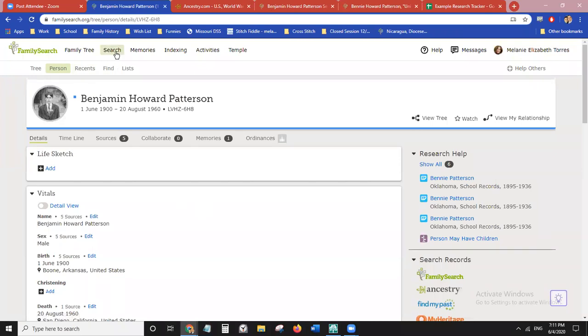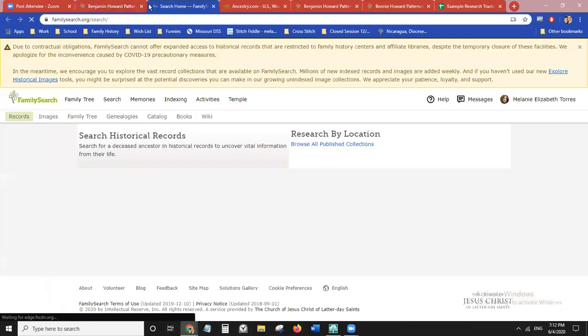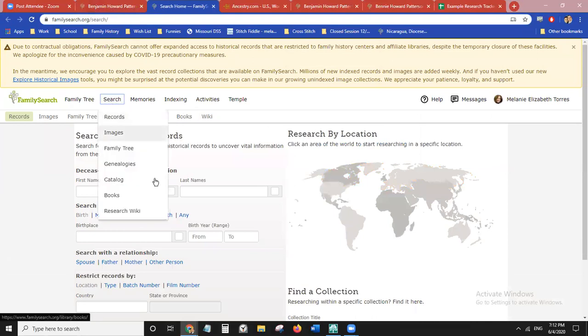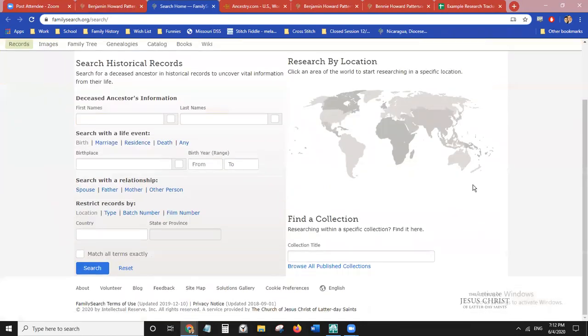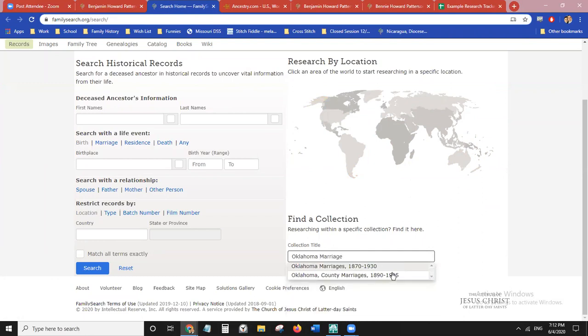So last time when we looked on the research wiki, we knew that marriage records started in the 1880s or so. So we know that we should be able to find one. Now, if I just go to search and records, it'll pull up here. I can also go to the catalog. But I'm just going to go down here to the right and go to search, find a collection. And I'm going to type Oklahoma marriages, and then there's 2 record sets.